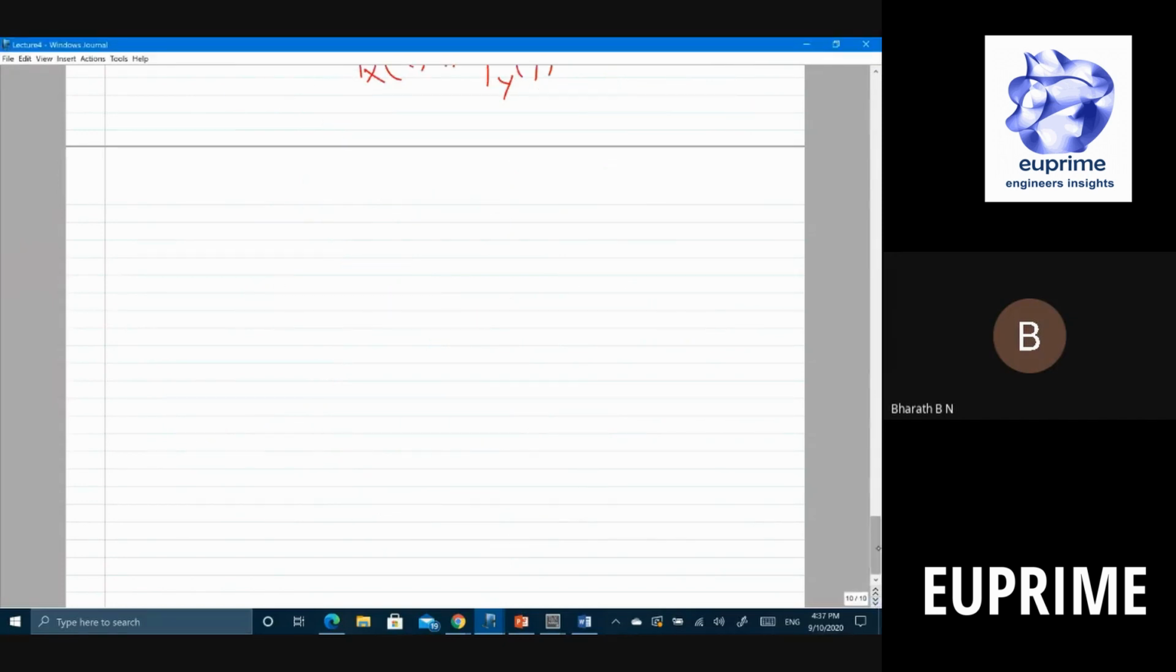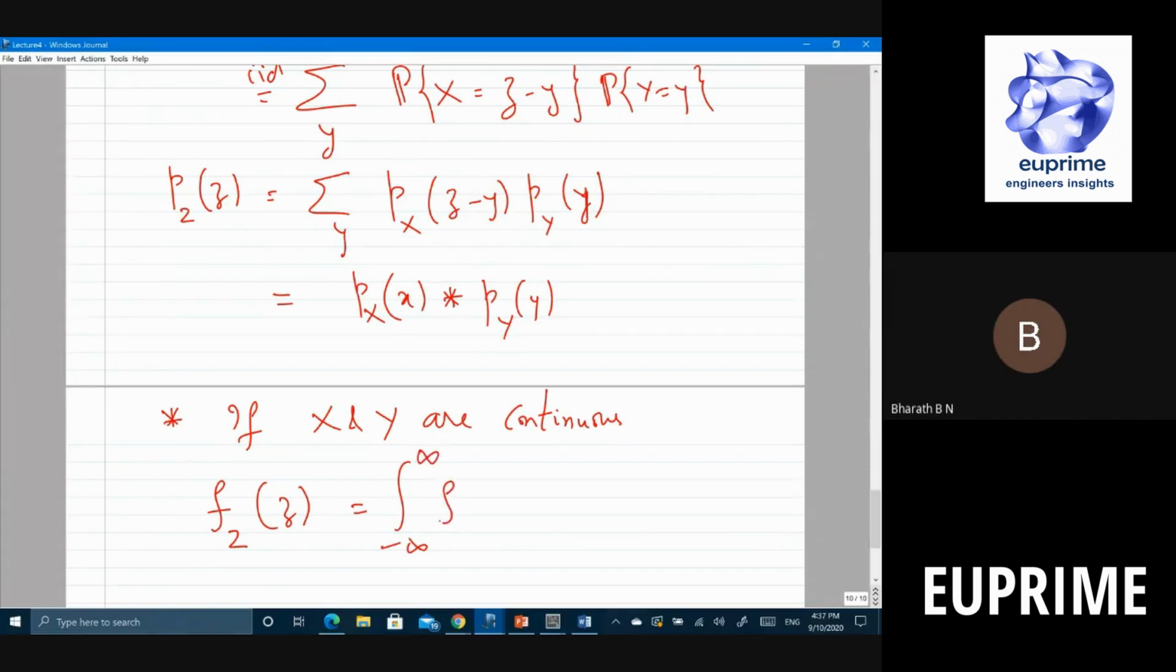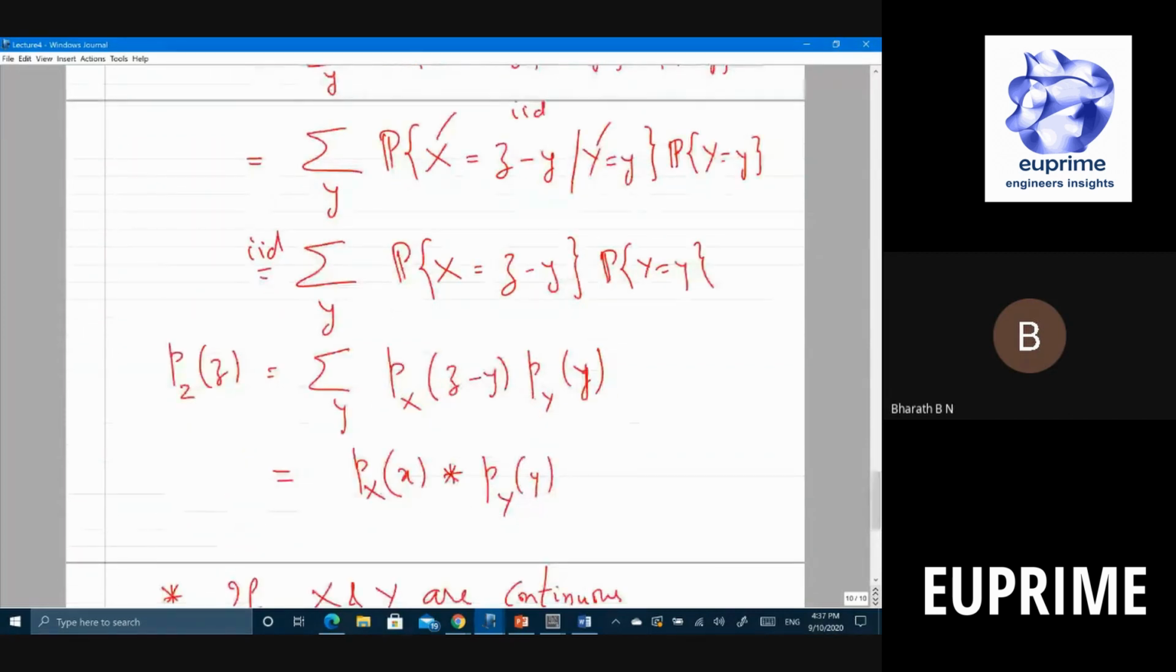So now, if X and Y are continuous, what can you say about F_Z of z? This is the integral from minus infinity to infinity of F_X of z minus y, F_Y of y, dy. So this is also convolution, right? The key thing here, if you look at the proof, is that more than IID, it should be independent. I don't need IID, so I'll just write independent.